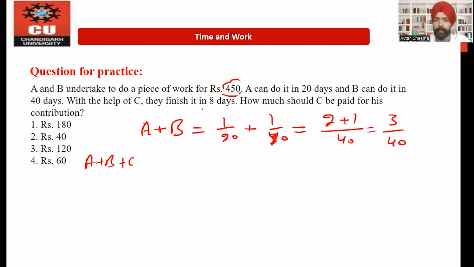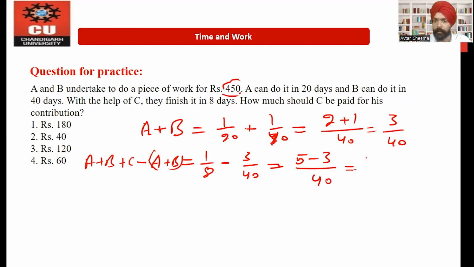But if all of them, A, B, C, are working together, they are completing the work. How much work are they completing? They are completing 1 upon 8. From this total, if I subtract the efficiency of A and B, what will I get? I will get the efficiency of C. From this total 1 upon 8, I subtract 3 upon 40. So this will be 5 minus 3 divided by 40, that is 2 upon 40, and that is 1 upon 20.